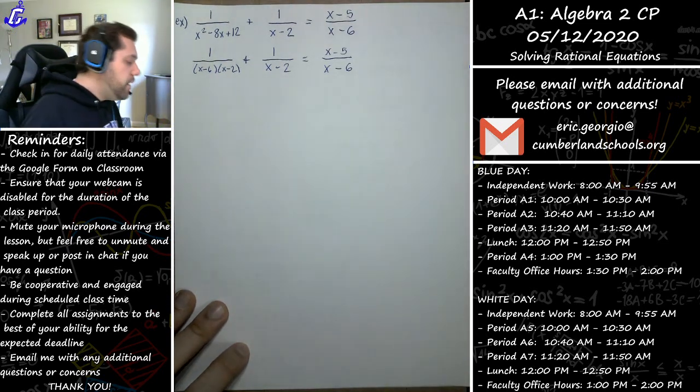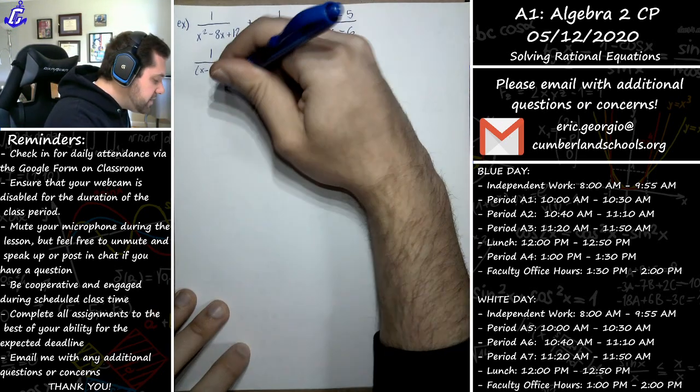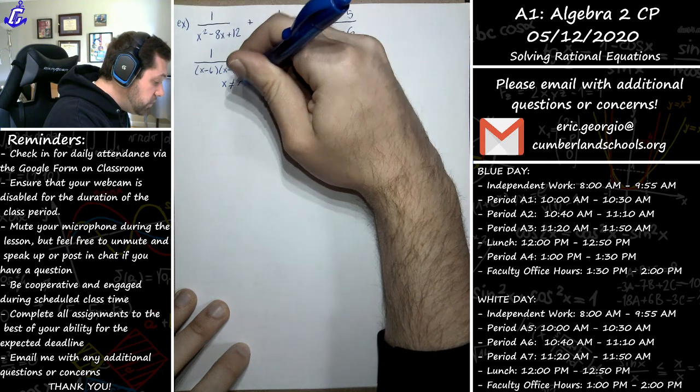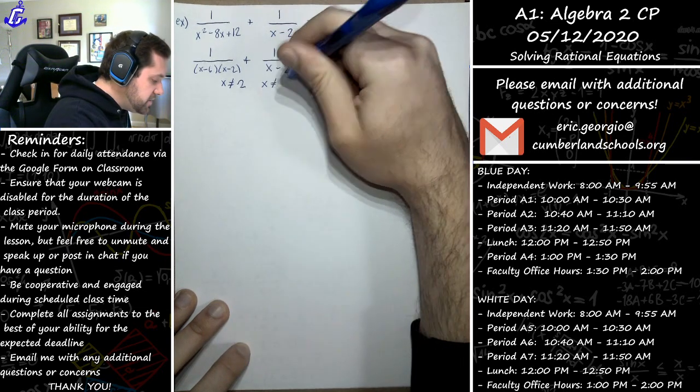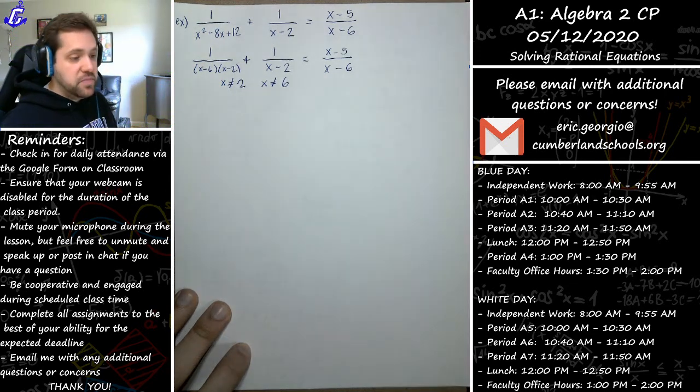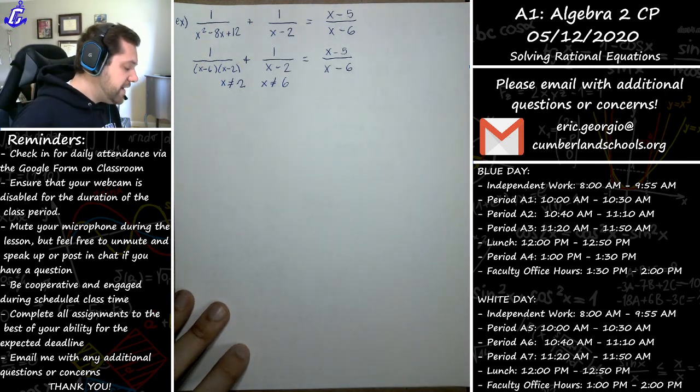Okay? Now that I factored, I can go ahead and find my domain restrictions. X in this problem could not be equal to 2 because 2 minus 2 would be 0. And x in this problem could not be equal to 6 because 6 minus 6 would be 0. So both of those are problematic. That's why we identify that x could not equal those values.